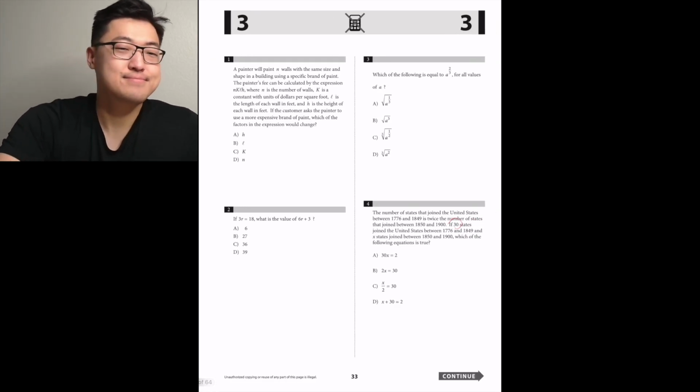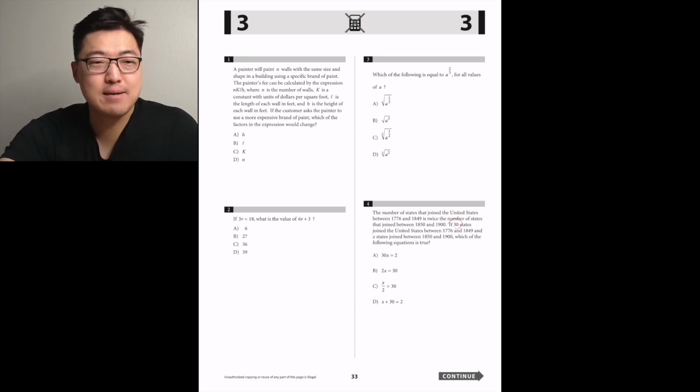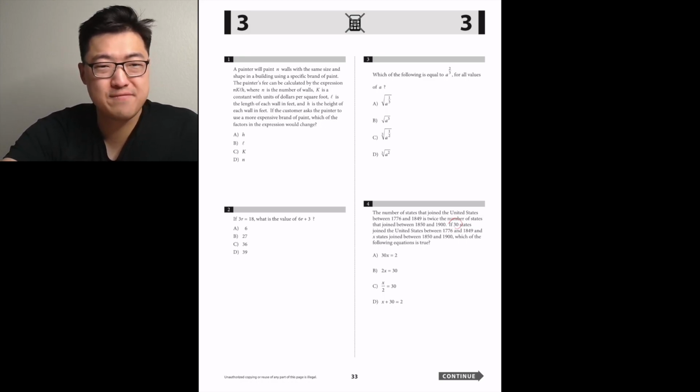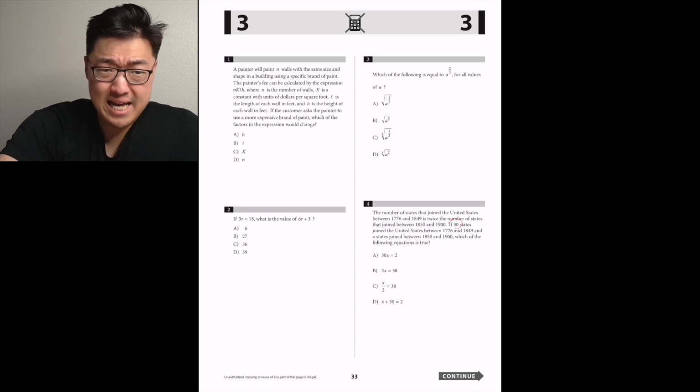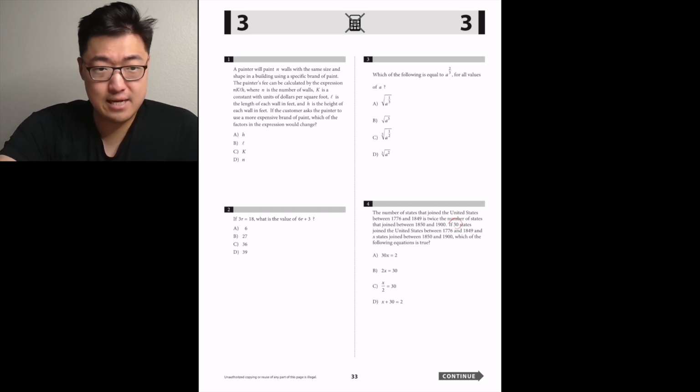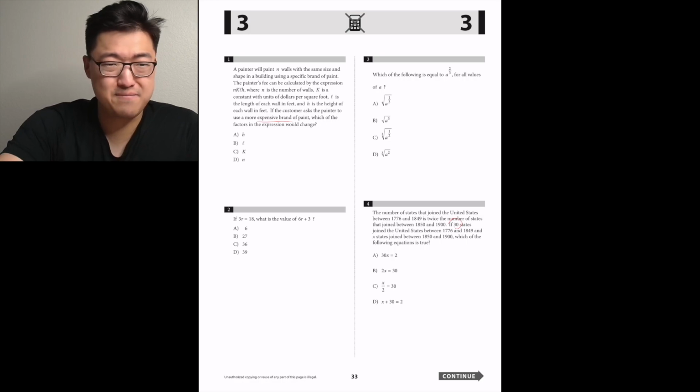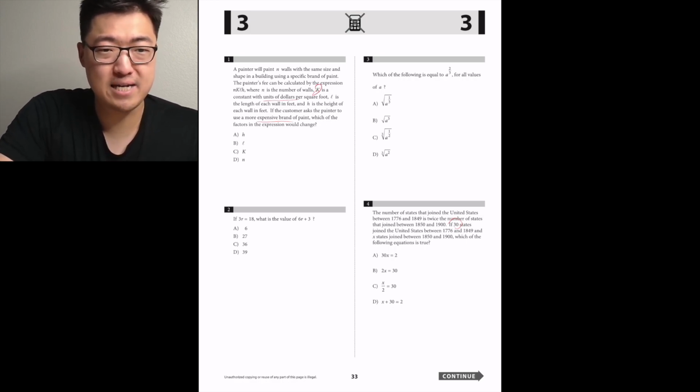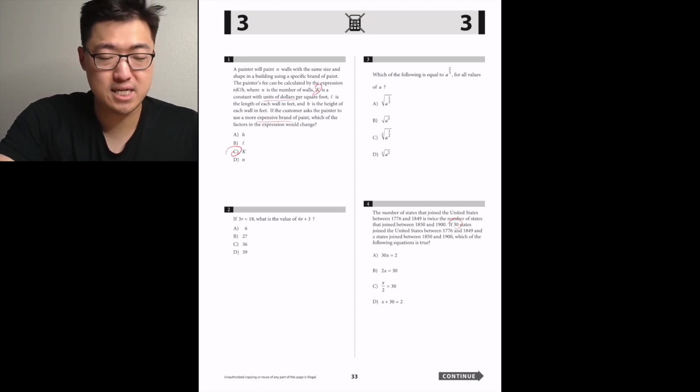Let's go. A painter will paint n walls with the same size and shape in a building using a specific brand of paint. The painter's fee can be calculated by the expression nkLh, where n is the number of walls, k is a constant with the units of dollars per square foot, L is the length of each, and h is the height of each wall in feet. If the customer asks the painter to use a more expensive brand of paint, which of the factors in the equation would change? The price, the one that has to do with the price of paint. It's constant, it's k. See?